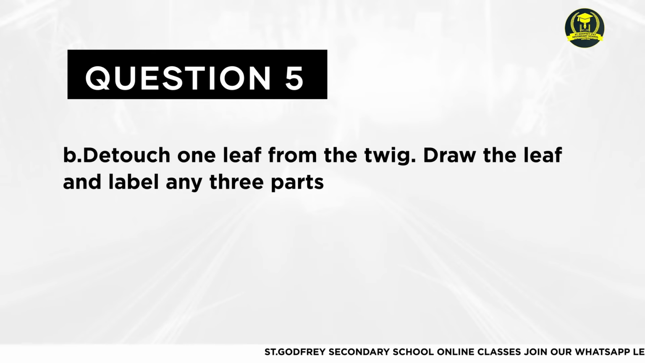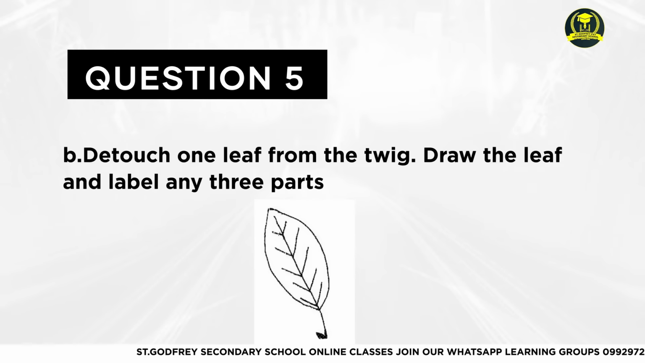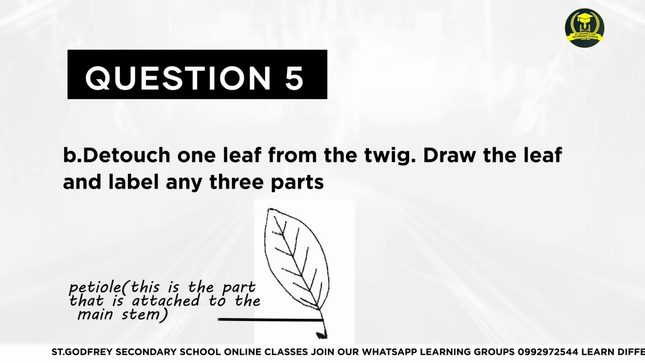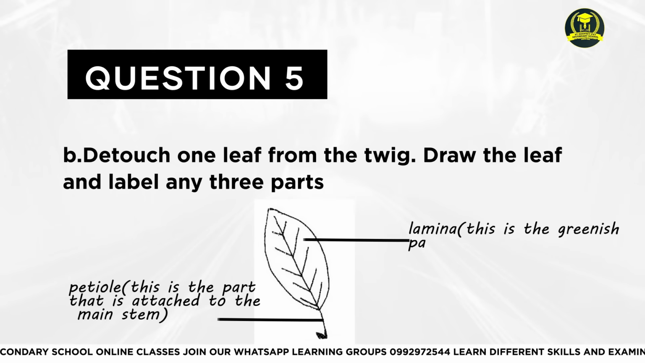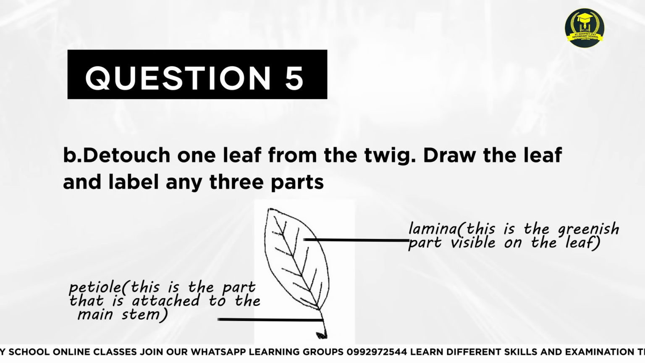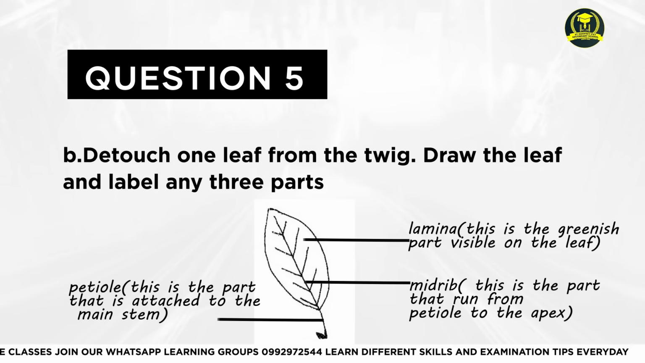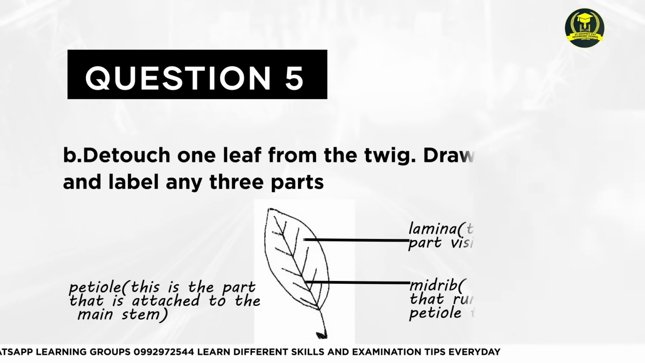Question B. Detach one leaf from the twig. Draw the leaf and label any 3 parts. Number 1, petiole. This is the part that is attached to the main stem. Number 2, lamina. This is the greenish part that is visible on the leaf. Number 3, midrib. This is the part that runs from the petiole to the apex of the leaf.